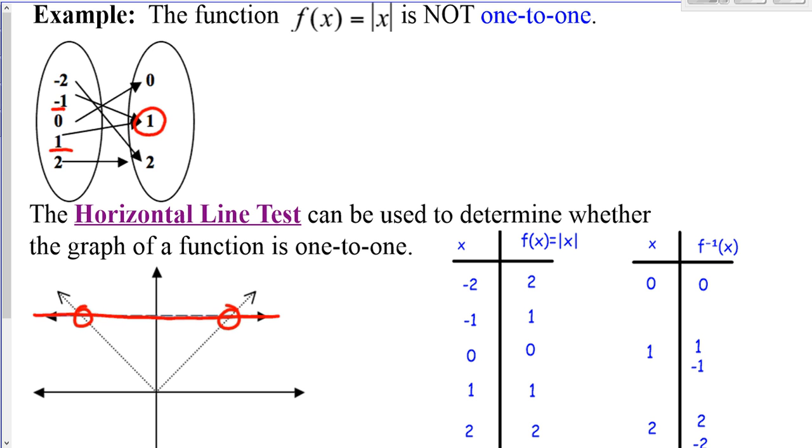And again, on a table of values, if you notice that for your input x's, -2 is mapped to 2, and so is 2 being mapped to 2. So if we're trying to go backwards and we have an x of 1, well, that means the absolute value of 1 is equal to 1, and the absolute value of -1 is equal to 1. So we don't have a one-to-one function there.